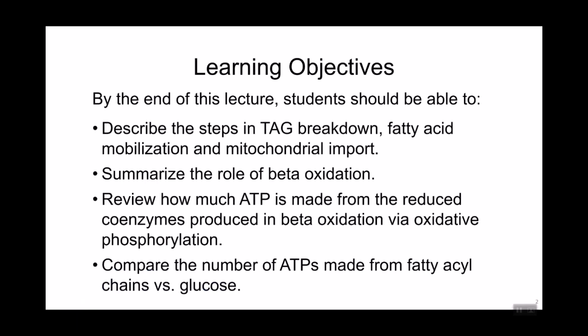In this lecture, we're going to see how fat molecules are broken down and transported to the cells that need them. We've already talked about the role of mitochondria for ATP synthesis, and the breakdown of fatty acid chains and beta oxidation will also occur in the mitochondrial matrix. You'll see that we'll also be producing those reduced coenzymes, NADH and FADH2, and we'll compare how much energy can be made from fat versus glucose.